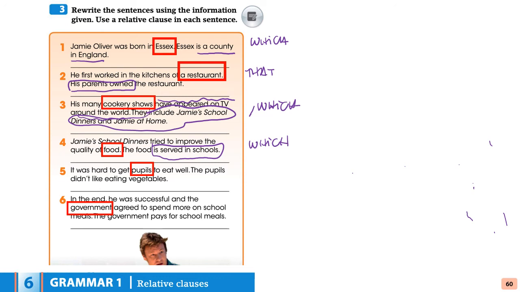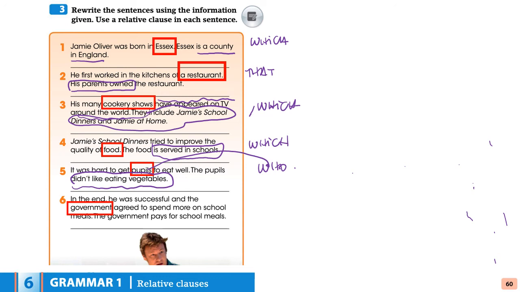Number 5. It was hard to get pupils to eat well. The pupils didn't like eating vegetables. So, they didn't like eating vegetables. That's important. Talking about the pupils. So, it was hard to get pupils, by the way, who didn't like eating vegetables, to eat well. Who? People.